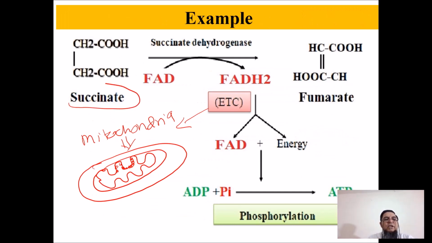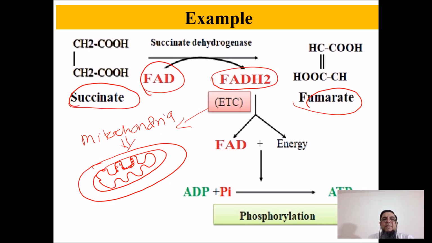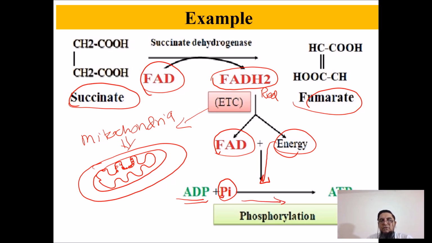For example, succinate is converted into fumarate, and FAD is converted into FADH2. The 2 hydrogens, in the reduced form, will be oxidized back to FAD. Then these 2 hydrogens will enter into the mitochondria with the release of energy, and this energy will help in the addition of inorganic phosphate to ADP, and this process is called phosphorylation, with the formation of ATP.